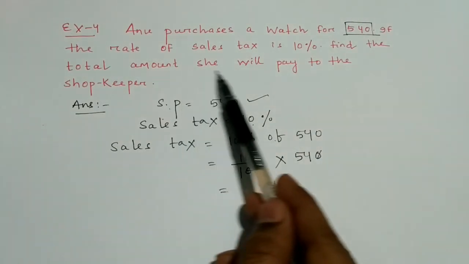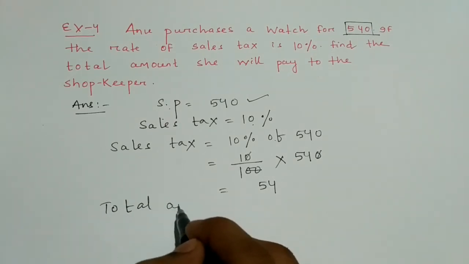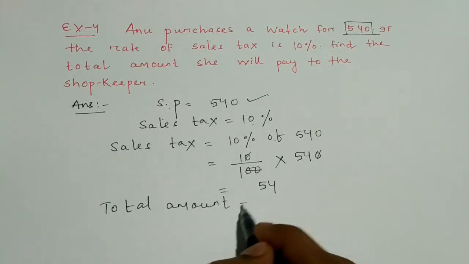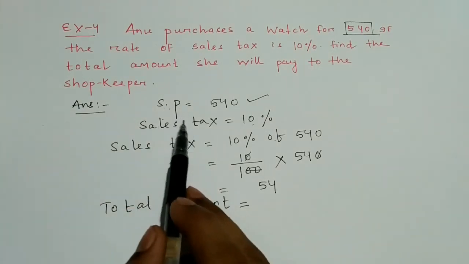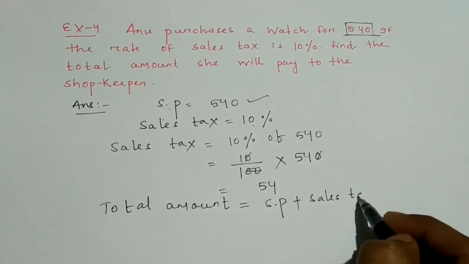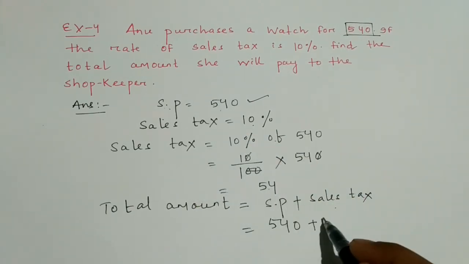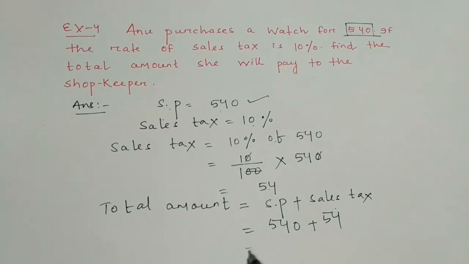So the total amount she will pay to the shopkeeper is the selling price plus the sales tax. Selling price is 540 rupees plus the sales tax is 54 rupees. So we get 594 as our answer. So this is the end of example number 4. Quickly go to the next one.